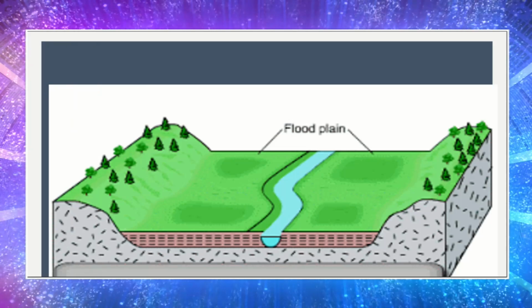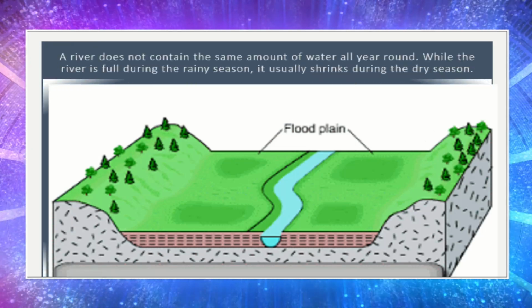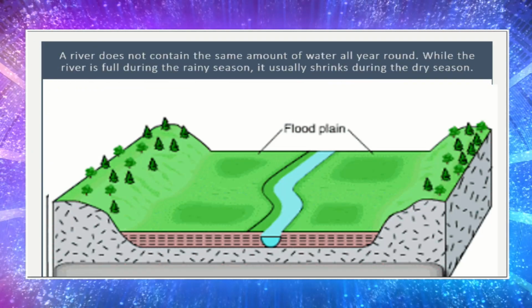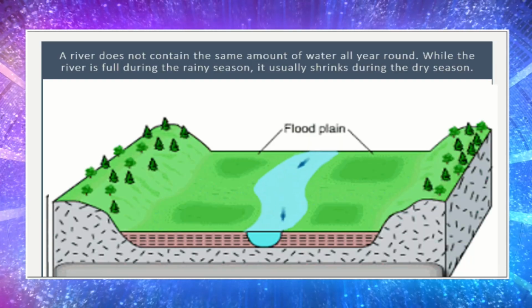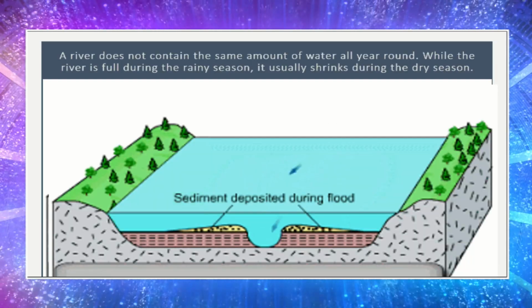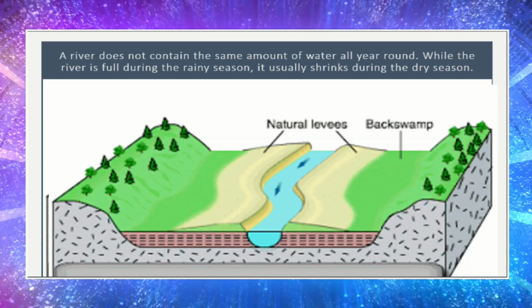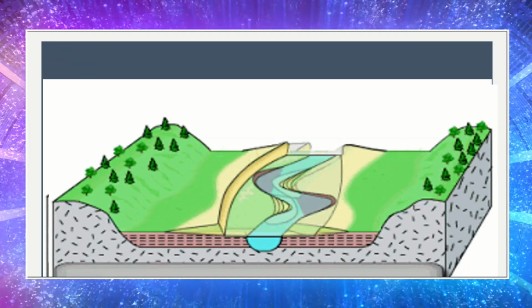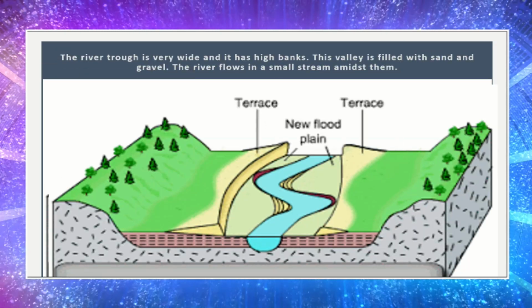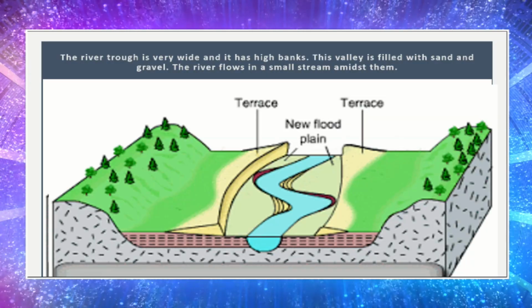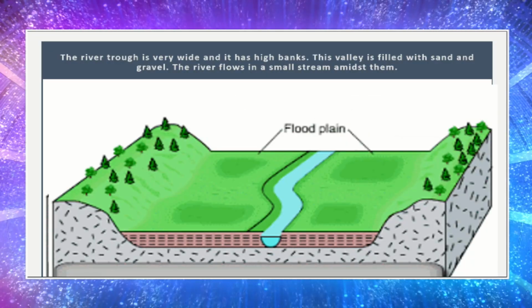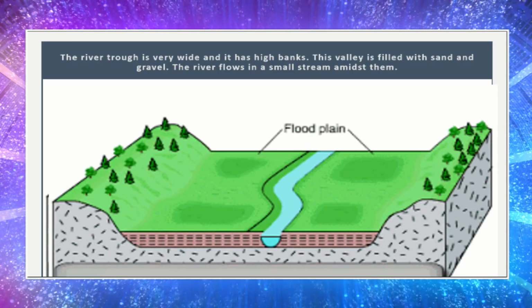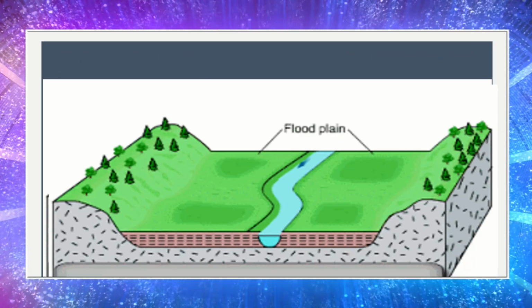Now children, let us learn about the floodplains. A river does not contain the same amount of water all year round. While the river is full during the rainy season, it usually shrinks during the dry season. The river trough is very wide and it has high banks. This valley is filled with sand and gravel, and the river flows in a small stream amidst them.